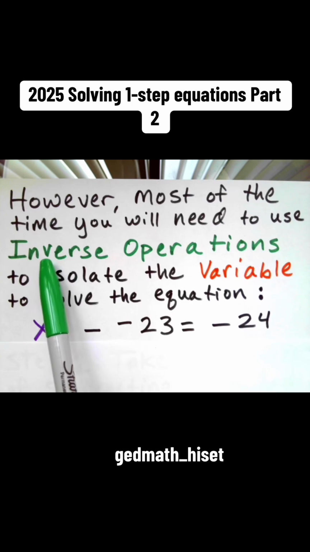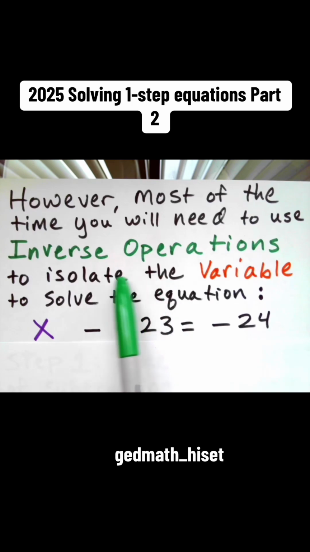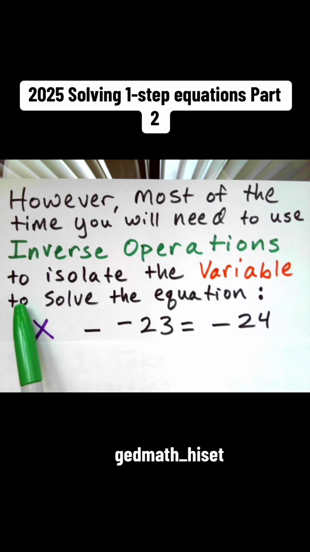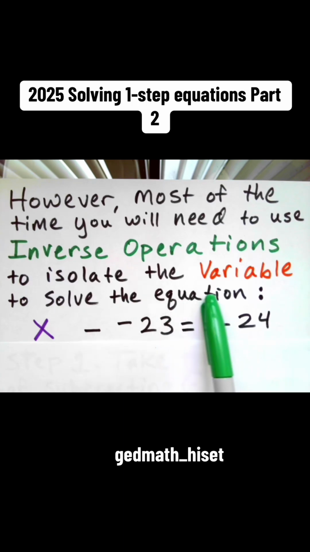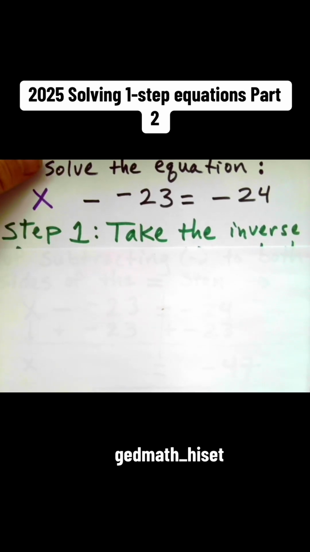Remember, inverse means the opposite operation in order to isolate, get that variable all by itself in order to solve the equation. Again, the goal is to get x, y, z, a, b, c, whatever the variable is, all alone on one side of the equal sign. You do that by performing the inverse operation. So let's go ahead and take a look here. I'm also going to be showing you how to check your answers after you solve for the variable.